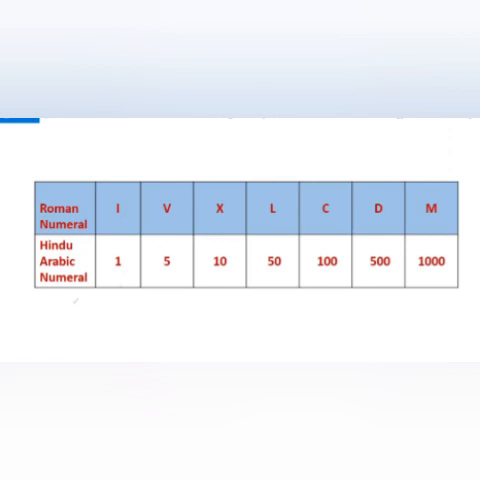How to represent 2? Yes, 2 ones are written. That means 1 plus 1 is 2. So 2 is written that way, and 3 is 1 plus 1 plus 1. That is 3. And 4, how to write? 4 is not written as 4 ones.